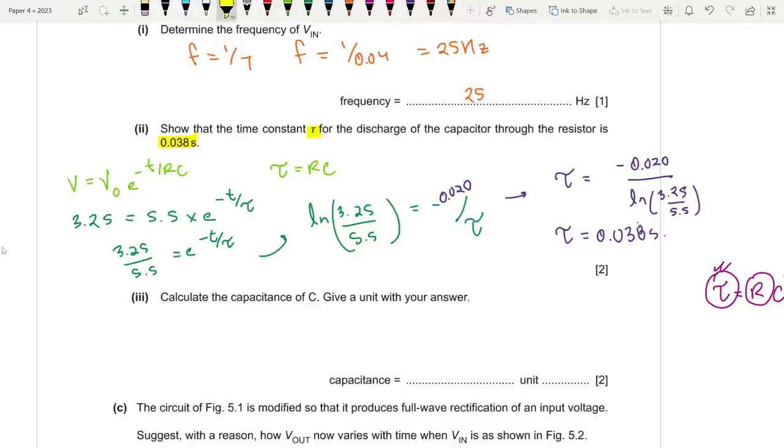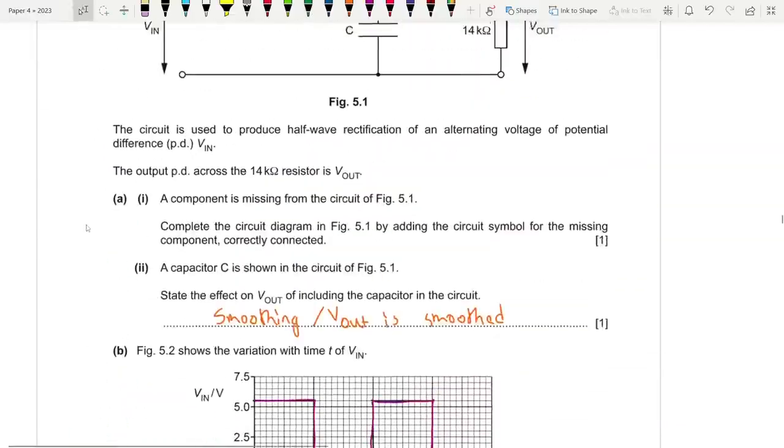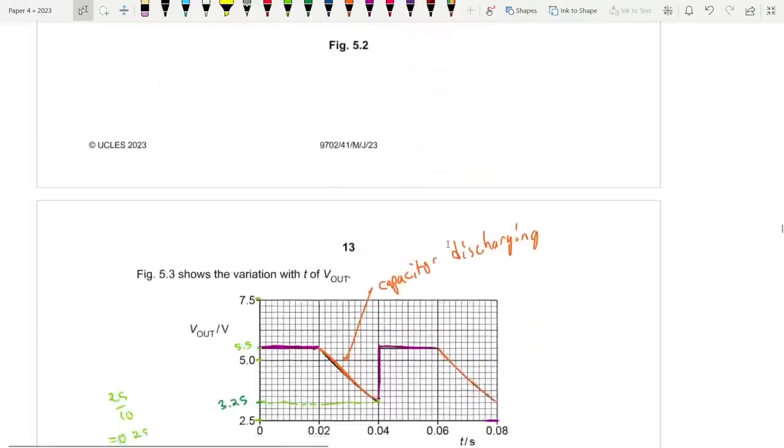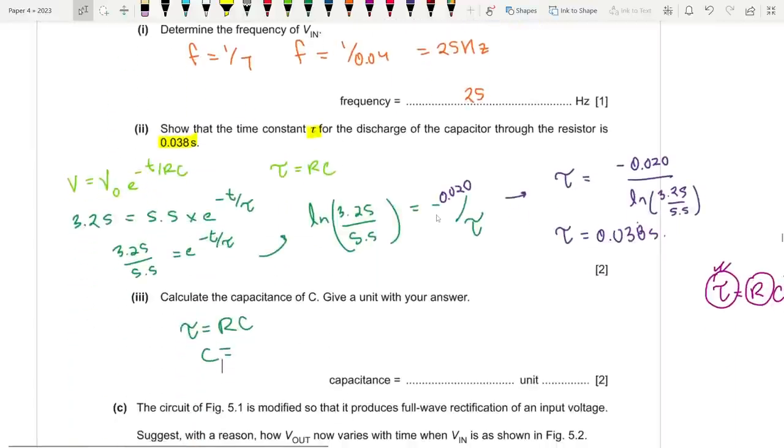Now find out the capacitance. So we actually know that tau is equal to the product RC. So C is actually equal to tau by R. The R is the total resistance in the circuit, which is 14 kilo ohms, right? 14,000. So we use the given value of tau, 0.038 divided by 14,000.